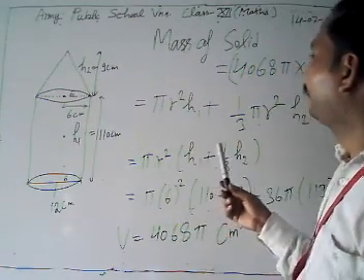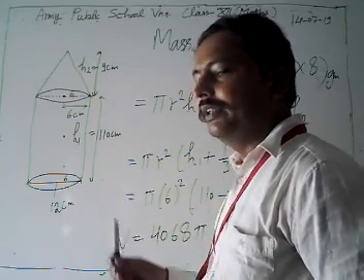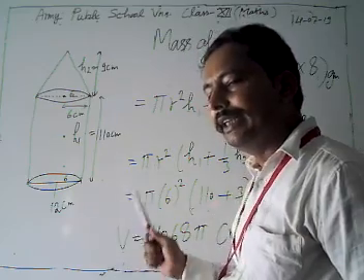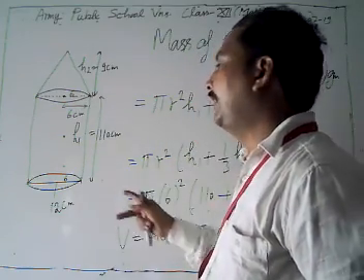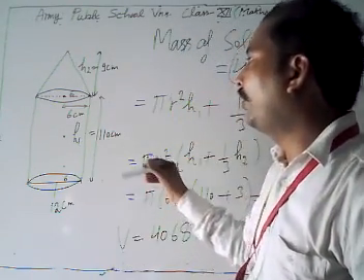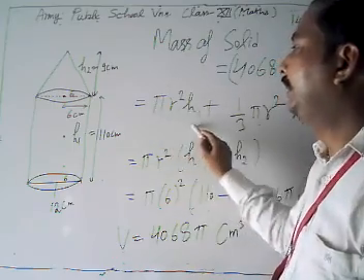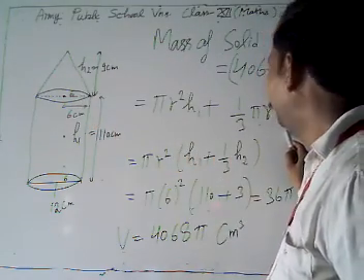Now look, first of all we have to find out the mass. It's given that the mass of 1 centimeter cube is 8 gram. To find out the mass of the total solid, we have to first find out the volume of the combination of solids. How can we get the volume of the combination of solids? By volume of cylinder plus volume of cone.